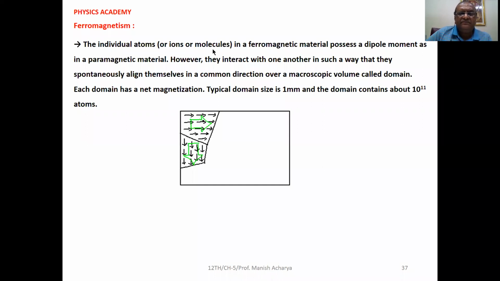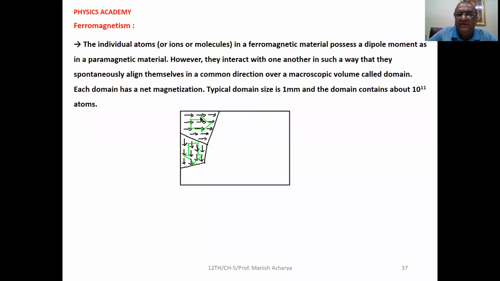Now, ferromagnetism. The individual atoms or ions or molecules in a ferromagnetic material possess a dipole moment as in a paramagnetic material. However, they interact with one another in such a way that they spontaneously align themselves in a common direction over a microscopic volume called a domain. And each domain has a net magnetization. Typical domain size is 1 millimeter, and the domain contains about 10 raised to 11 atoms. Means, see here. See the figure. Here some dipole moments are represented in the figure.